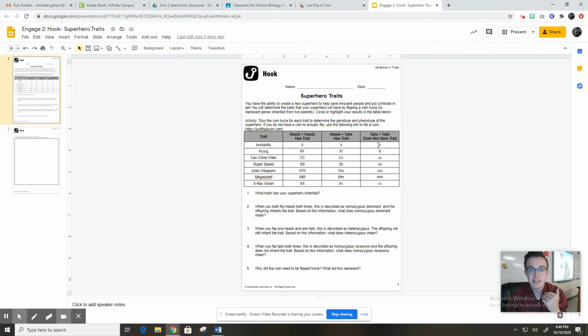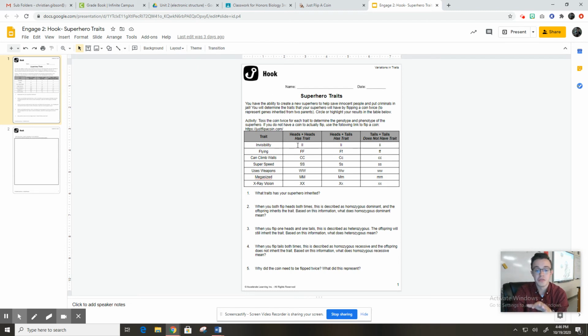Now, if you flip the coin and you get tails twice, then that means that your superhero is homozygous recessive, meaning that homo meaning same, zygous, zygote. So the zygote has two of the same alleles, and homozygous recessive, meaning that they have the same two recessive alleles. Now, recessive alleles show up if there's no other dominant trait there, meaning that if you are homozygous recessive or your superhero has two lowercase i's, then they do not have that trait. So in this case, they would not be invisible.